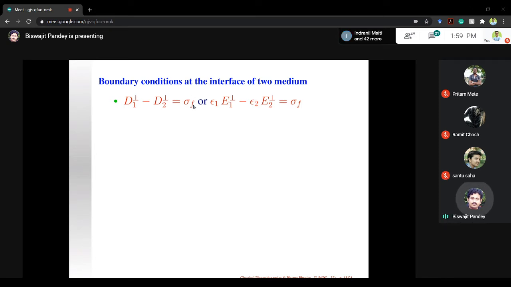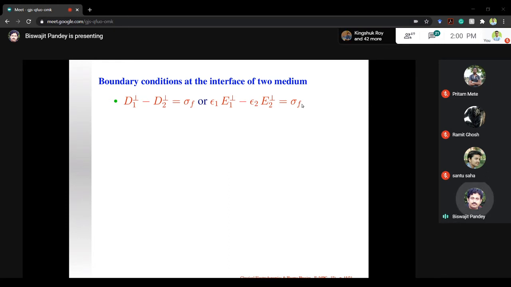And again, as you have learned, since this is a linear medium, I can write D in terms of E in this way: epsilon 1 E perpendicular 1 minus epsilon 2 E perpendicular 2 equals sigma free. So this is the first boundary condition, coming from Gauss's law.